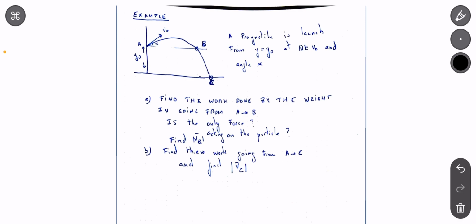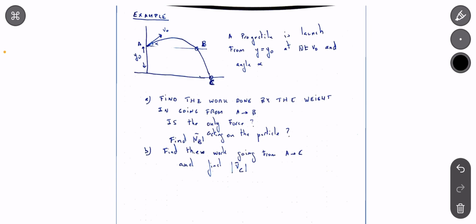Now, let's go on to B. It says, find the work going from A to C, I'm sorry, I said E, and the final vC. Okay? So essentially, we are applying conservation of energy, and so the mechanical energy at A is equal to the mechanical energy at C. So it's E mechanical A equals E mechanical C.